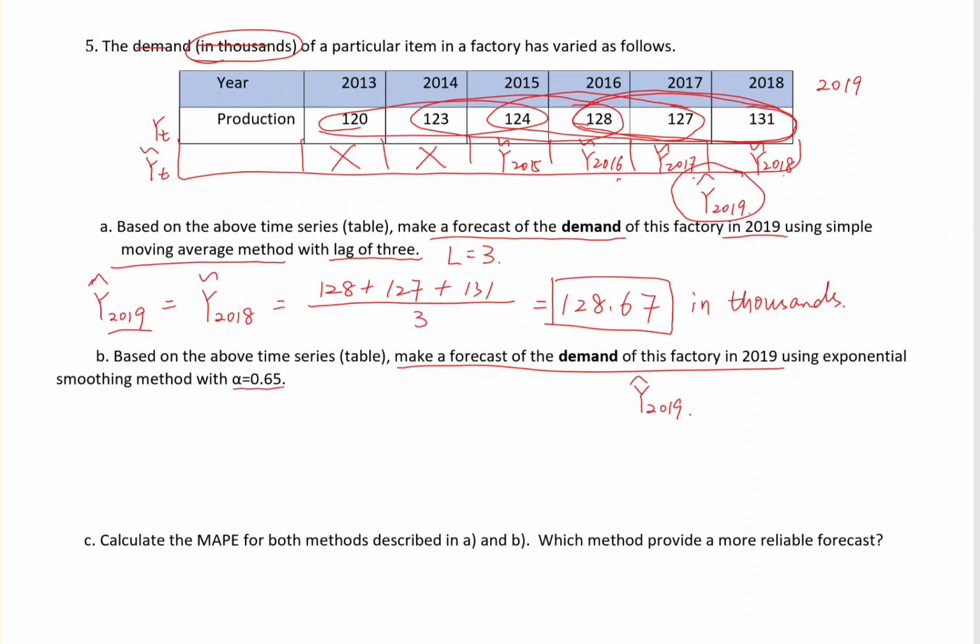All right, so let's still think about it this way, right? If you want the predicted value of 2019, you need the estimated value of 2018, right? Okay, so how can you get the estimated value of 2018?